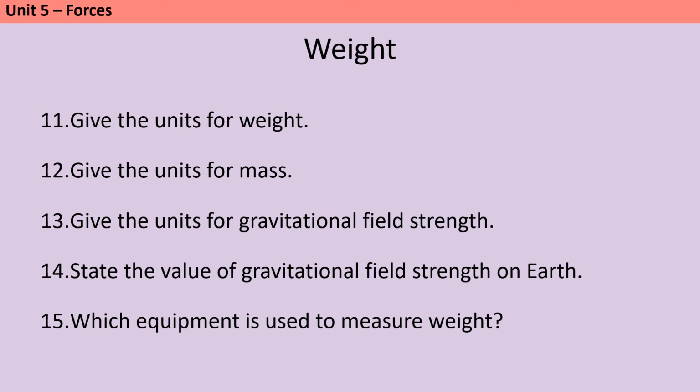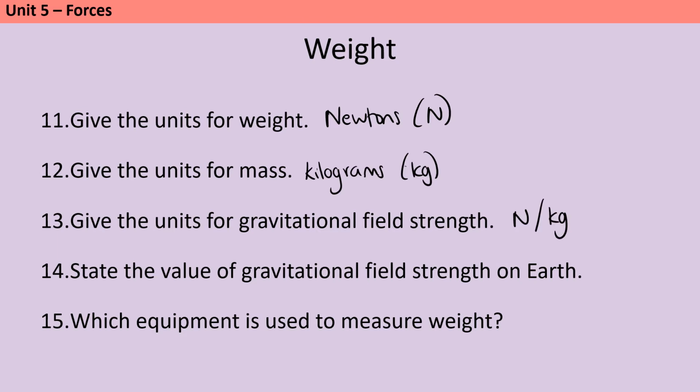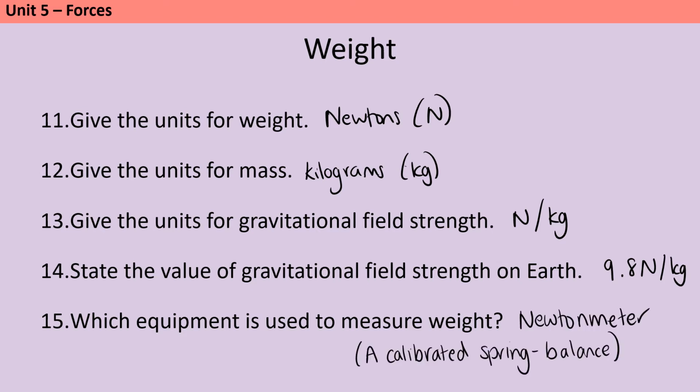Weight is a force, so its units are newtons. Mass is measured in kilograms, and gravitational field strength is measured in newtons per kilogram. On Earth, the value of that gravitational field strength is 9.8, and we can measure the weight of a particular object using a calibrated spring balance, although this is more normally referred to as a Newton meter.